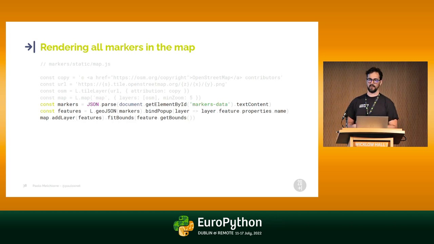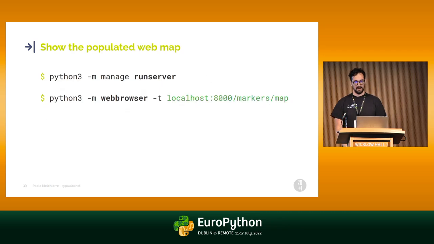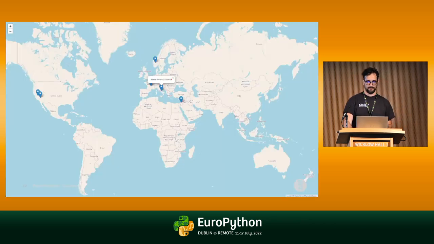Starting from this variable, we build a layer for our map, and we also extract the name of the single marker for our label. And finally, we add the layer in our map by setting the view to contain all the data. We can now start again our project with the run server command and see again in our browser.